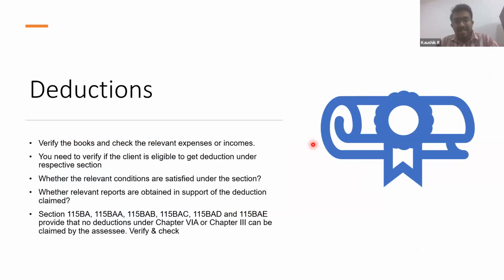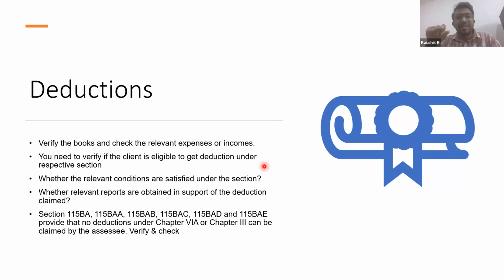So what care and precaution should you take? You should verify the books of accounts and check the relevant expenses or incomes. First you have to check whether there are relevant expenses specified in the respective section, and whether there is any specified income mentioned in the respective sections. You have to do the ground check first. You need to verify if the client is eligible to get deduction under the respective sections. So you have to see the conditions mentioned under each section.